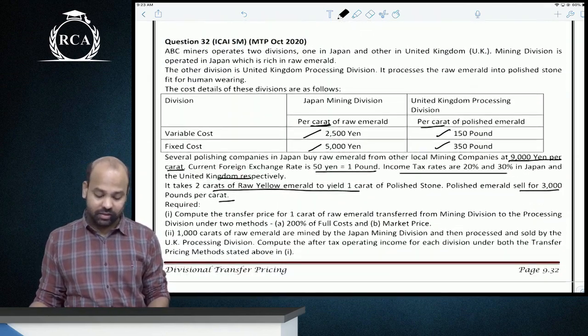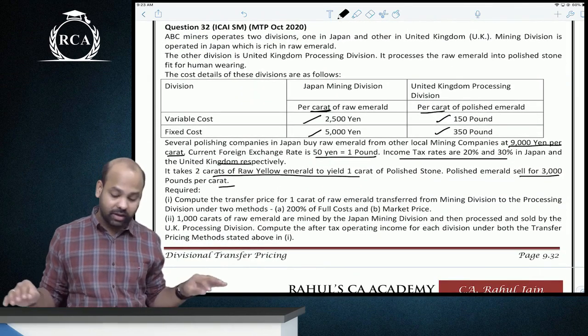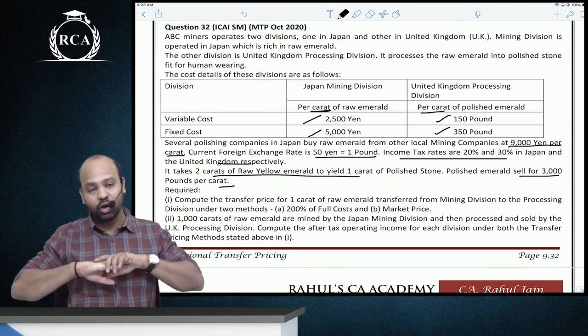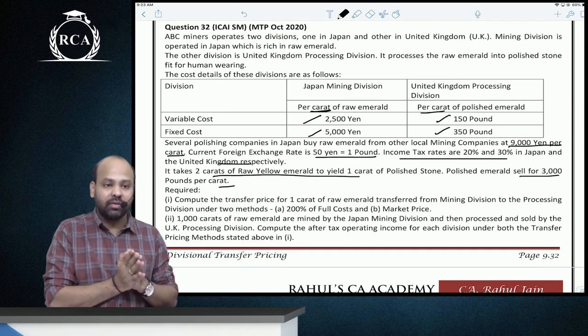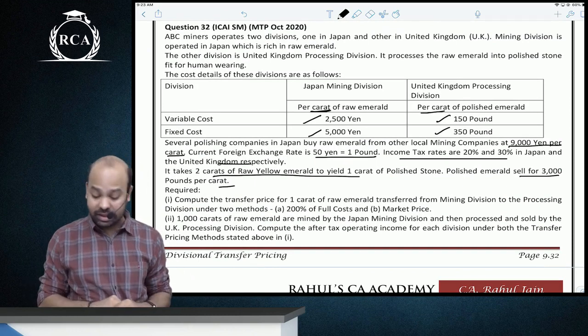So basically, guys, they are not asking us to use our brain. There is no decision making. They've given us that this is the transfer price. Use this transfer price and arrive at the profitability statement. Nothing else, guys.